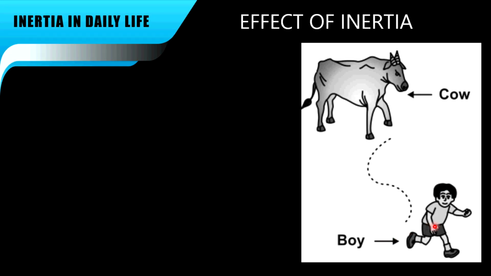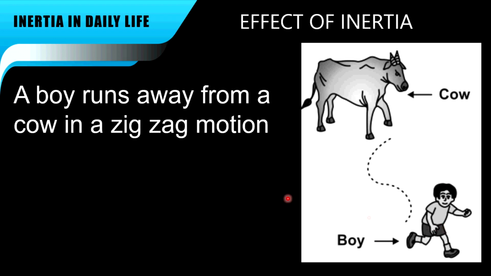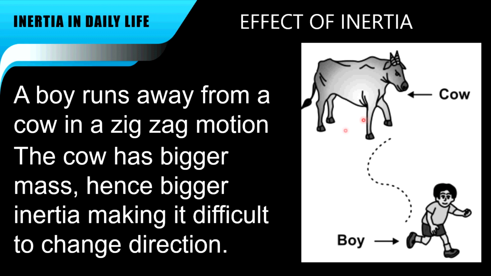Let's say you are being chased by a cow. What should you do? You need to run in a zigzag motion. You have smaller mass, so it is easy for you to change your direction. But the cow has bigger mass, and bigger mass means bigger inertia. The bigger the inertia, the harder for it to change its motion. So the cow has bigger mass, hence bigger inertia, making it difficult to change direction. So you can escape from the cow.